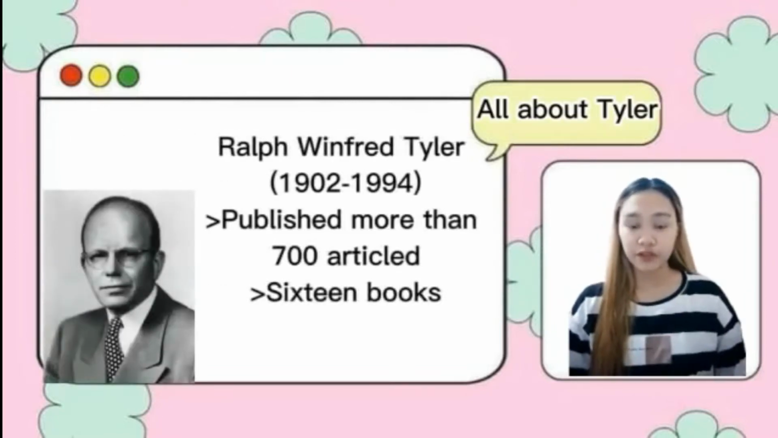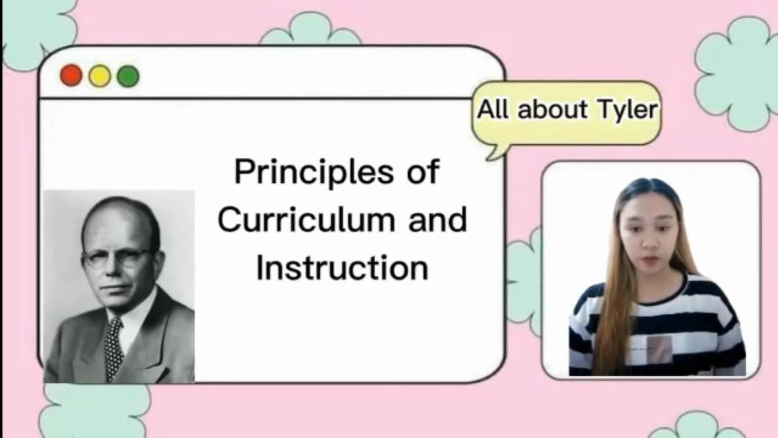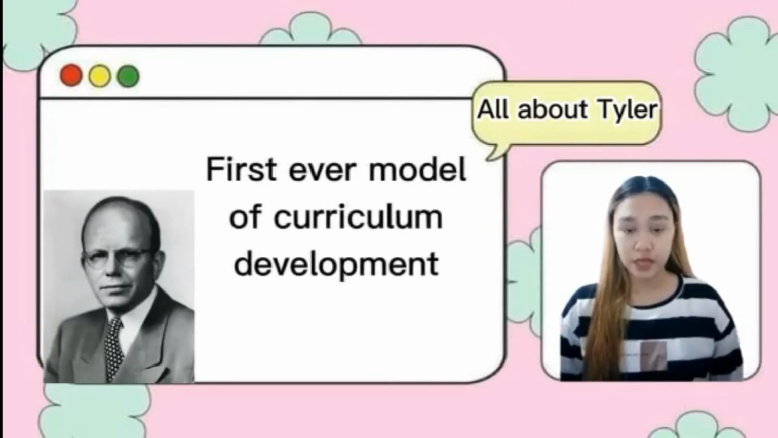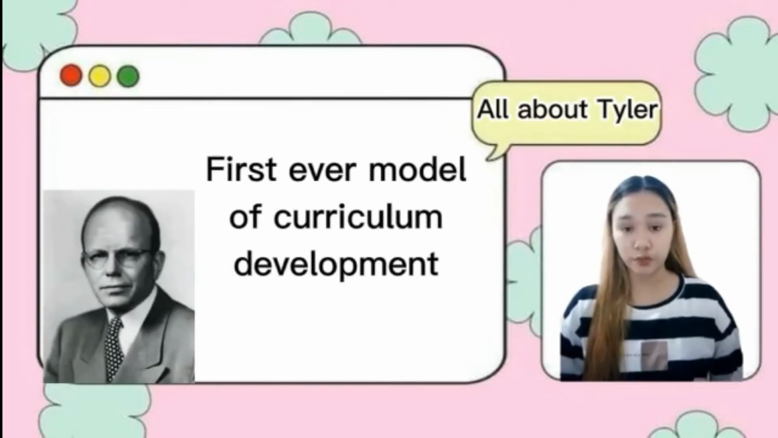Prof. Ralph Tyler was born April 22, 1902. He published more than 700 articles and 16 books. He presented the model in his book, Principles of Curriculum and Instruction. It is the first ever model of curriculum development. It was also considered revolutionary because no one had presented such a model in terms of curriculum development.